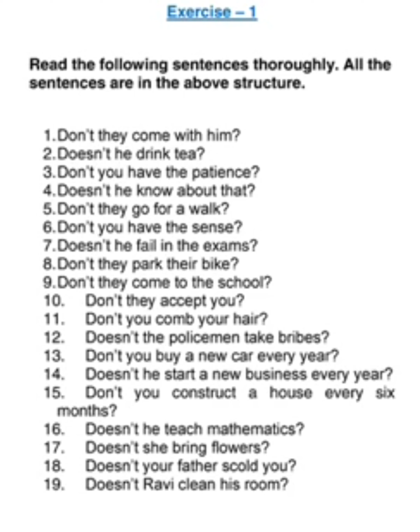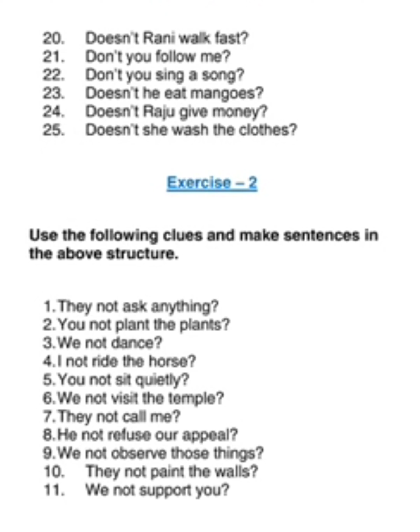So with you get don't. With he you get doesn't. With they you get don't. With she you get doesn't, and so on. Doesn't he teach mathematics? 17th. Doesn't she bring flowers? 18th. Doesn't your father scold you? 19th. Doesn't Ravi clean his room? 20th. Doesn't Rani walk fast?